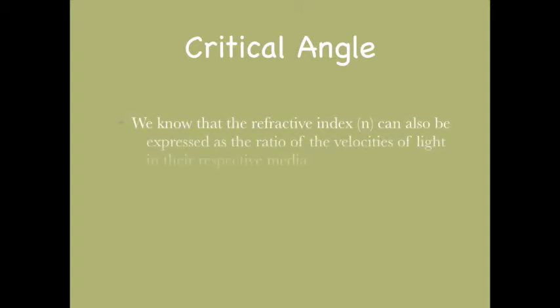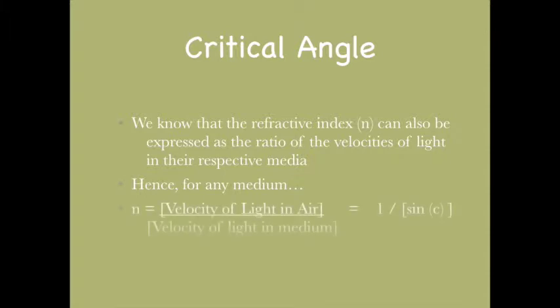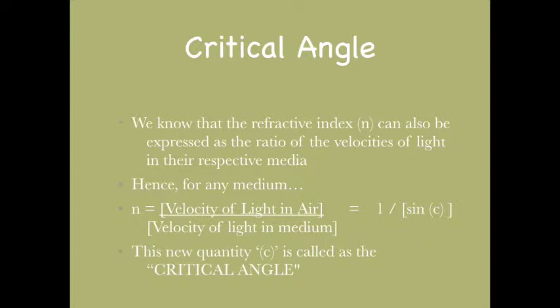Now let's learn about the critical angle. We know that the refractive index can also be expressed in terms of the ratio of velocities. Hence, for any particular medium, the value of n will be equal to the velocity of light in air to the velocity of light in the medium, which is equal to 1 by sin c. This new quantity c is called the critical angle.